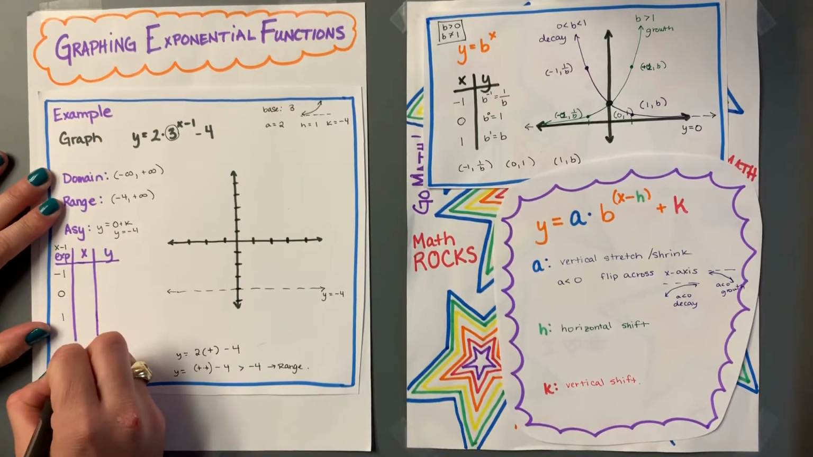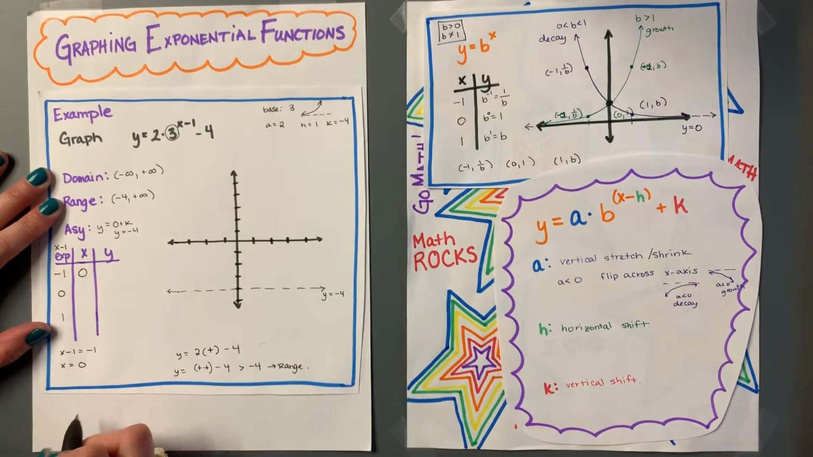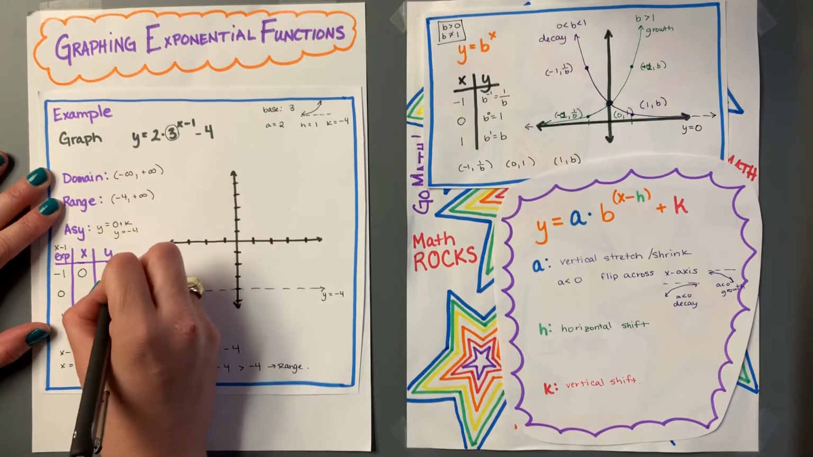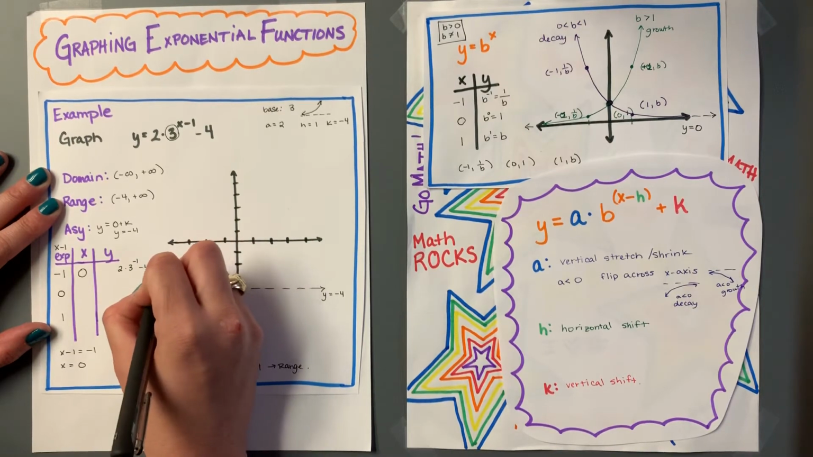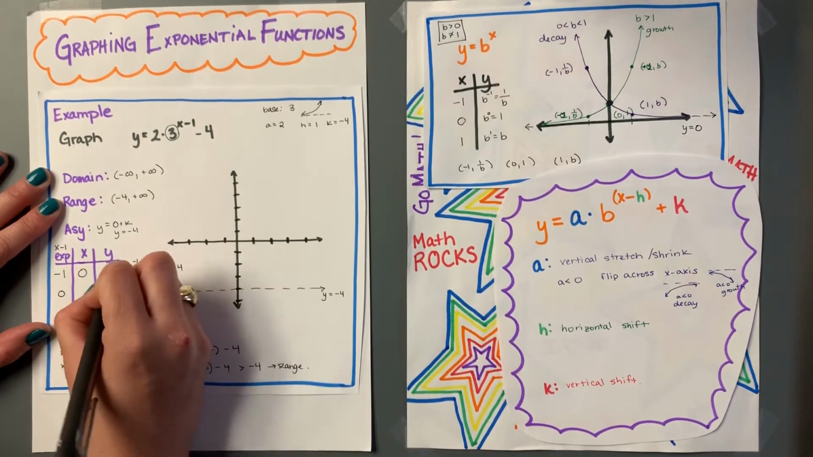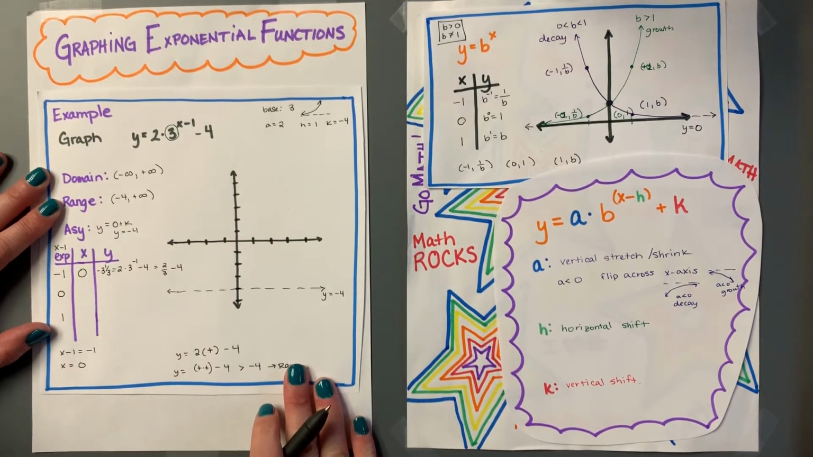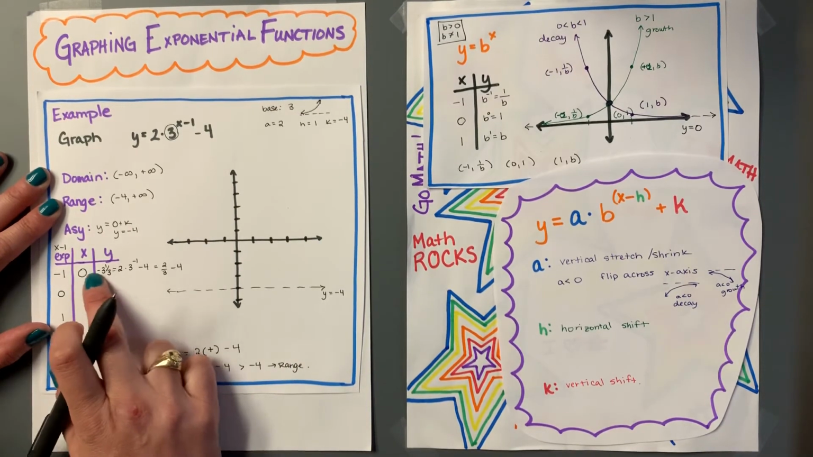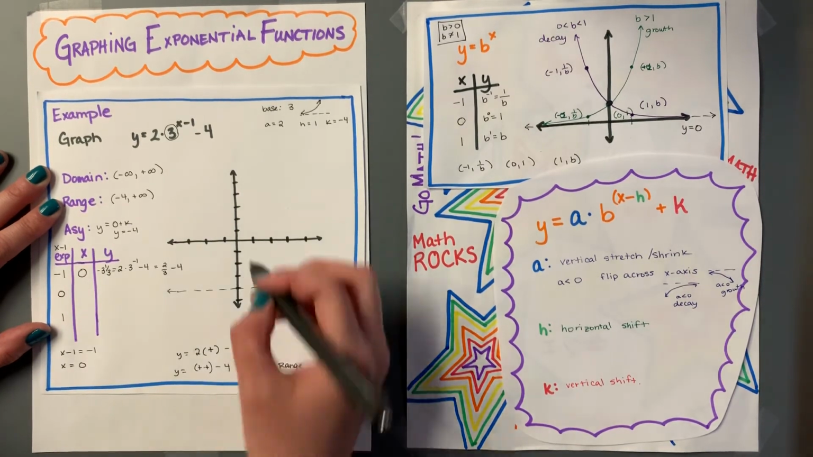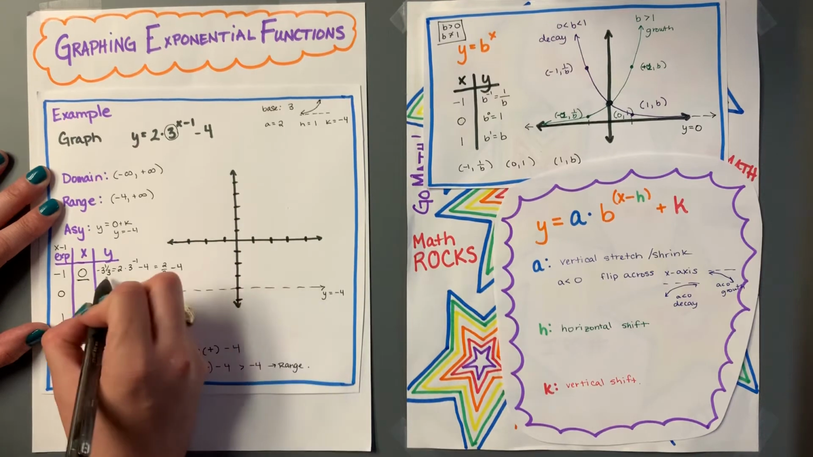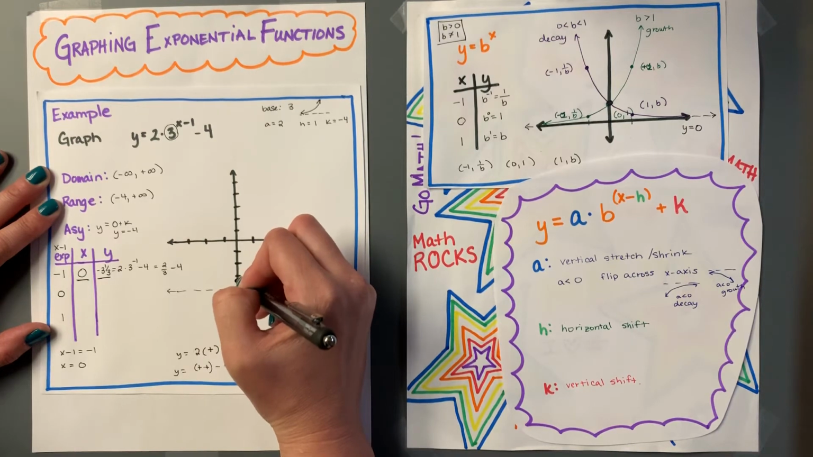So if x minus 1 is equal to negative 1, x is equal to 0. So if I plug 0 in for x, I'm going to get 2 times 3 to the negative 1 minus 4. So that is 2/3 minus 4. I am going to get negative 3 1/3. I'm going to write it as a mixed fraction here. I don't usually like to do that, but I find it a little bit easier to graph. So I have 0, negative 3 1/3. So 0, negative 3 1/3 is right there.